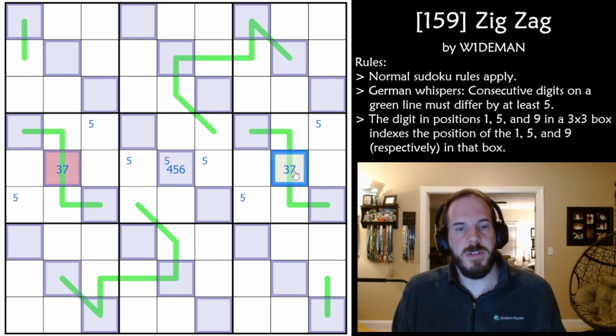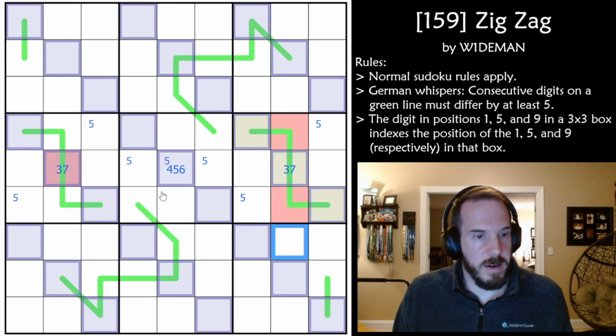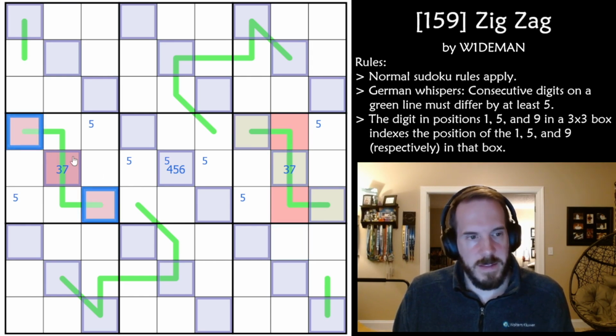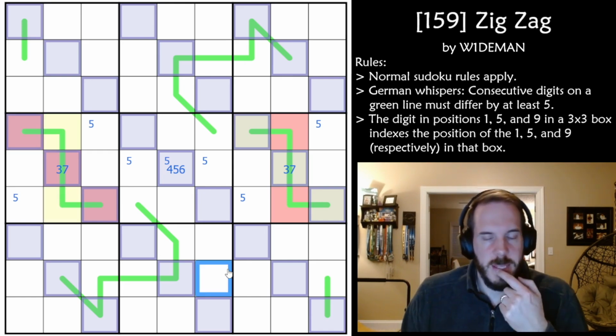We don't know which, but we do know that the colors along the lines will alternate as we move down the line. So these two cells will also be yellow, and then these two will be red. Whichever one is high or low, we don't know yet. And the opposite is true over here.